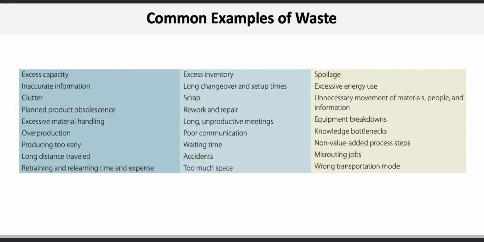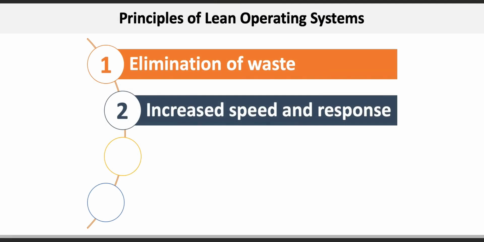Here's a common list of examples of waste in organizations that include clutter, scrap, accidents, spoilage, and misrouting jobs, among many others. The second principle of lean operating systems is increased speed and response. Lean operating systems focus on quick and efficient response in designing and getting goods and services to market, producing to customer demand and delivery requirements, responding to competitors' actions, collecting payments, and addressing customer inquiries or problems.